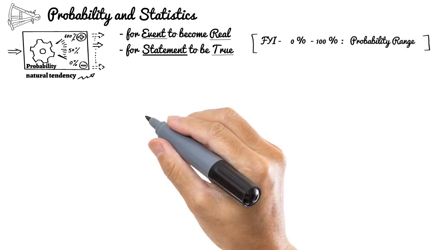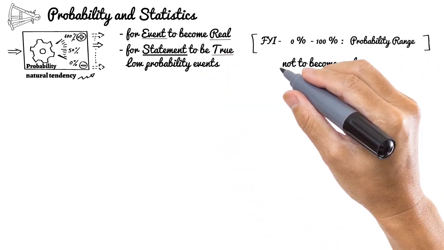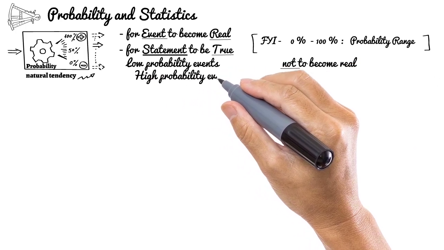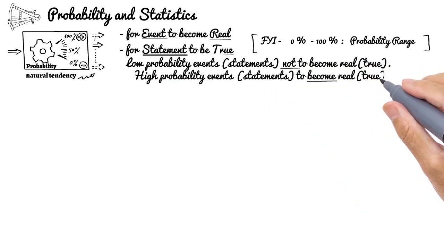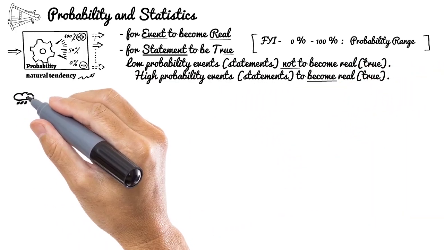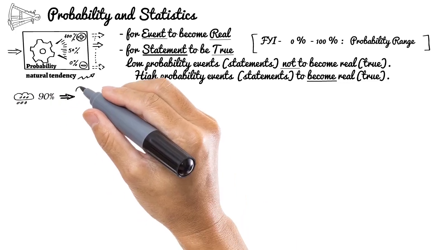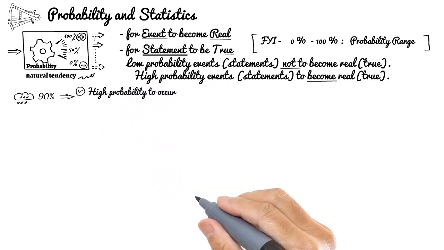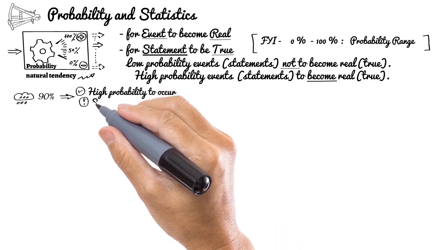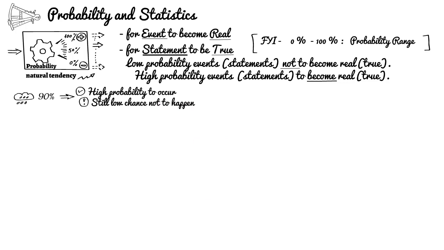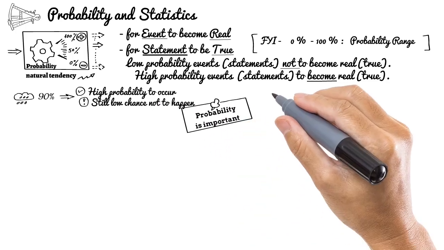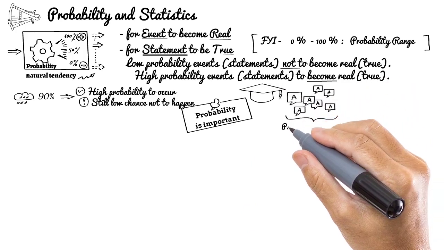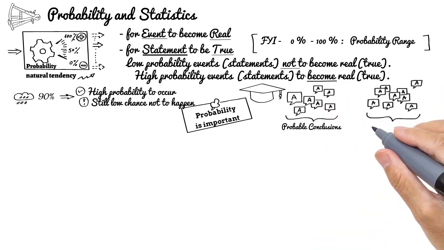Most events with low probabilities are not or will not become real, whereas most with high probabilities are or will become real. Same for statements, propositions, in regard to becoming true. So when you see a weather forecast with a 90% chance of rain, you can conclude that it's a very high probability for rain to occur. But still there is a low chance for rain not to happen, because they don't give you 100% probability, but just 90%. Probability is important because in many cases the best answers that science can deliver are more or less probable conclusions, rather than absolute certainties.